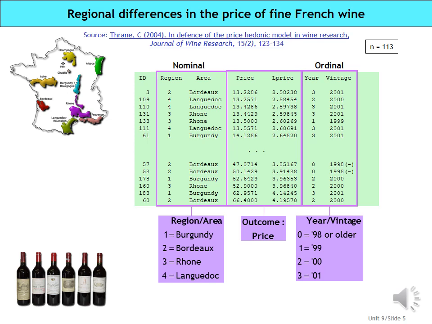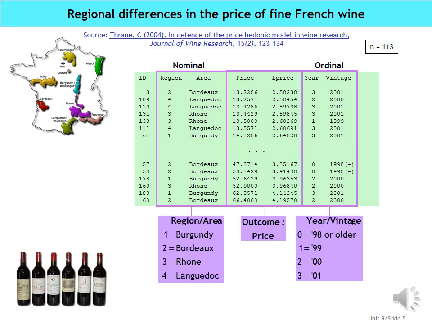And for vintage, there are 4 categories: 98 or older, 99, 2000, and 2001. It's just 0, 1, 2, 3. So whenever we know that 0 is going to be older, whenever we hear the 3, it's a newer wine. So that number has a meaning, but for the region, the 1, 2, 3, 4 doesn't have any meaning.